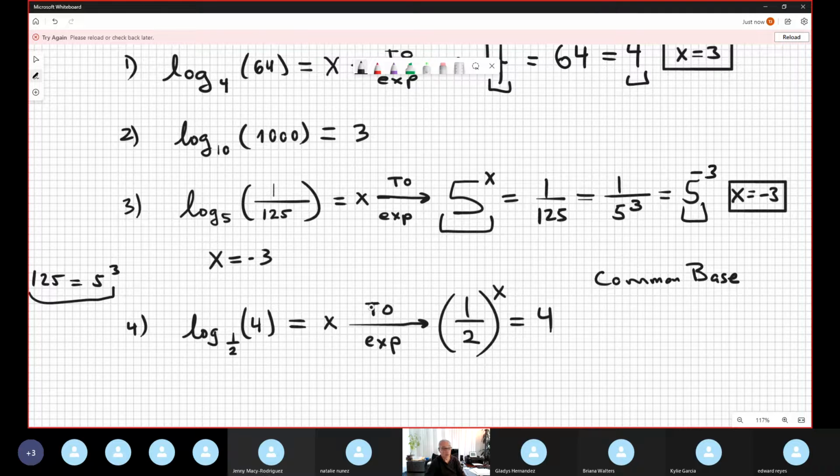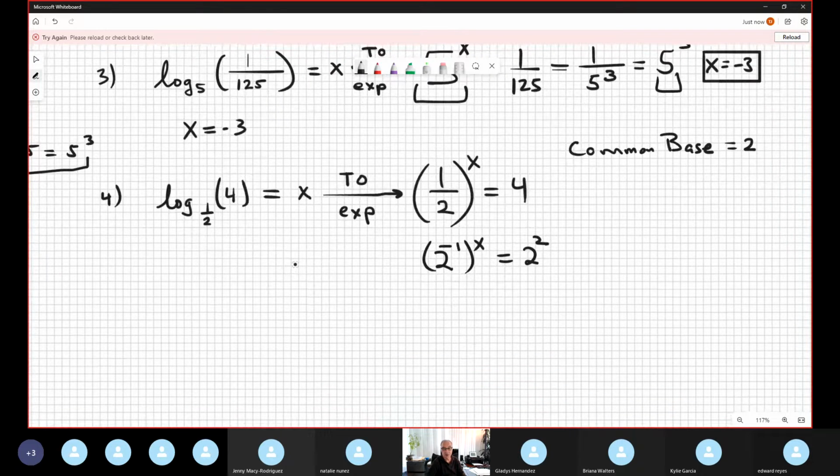Base, suppose it is 2, it is negative 2, yes, you're right. The common base is 2. So, this is reciprocal. 1/2 is 2 to the negative 1, raised to the x, and 4 is 2 to the second power. Okay, now the rest is multiplication. The exponent is 2 to the minus x, because negative 1 times x is negative x, equal to 2 to the second power.